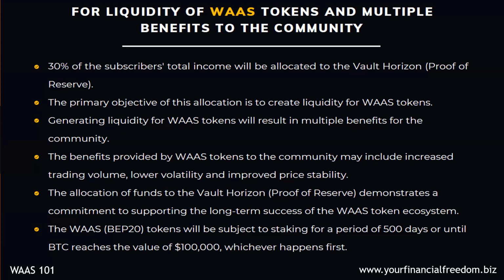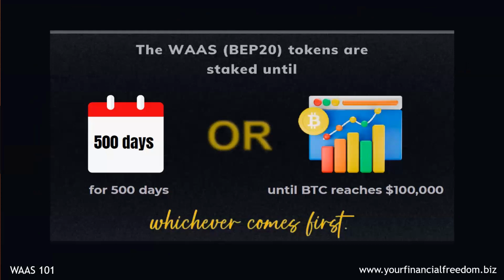The WAS BEP20 token will be subject to stake for a period of 500 days until BTC reaches the value of $100,000, whichever comes first. Now, the WAS BEP20 tokens are staked until Bitcoin reaches $100,000 or for 500 days. Whichever of those comes first, then the WAS tokens will be released. Okay.